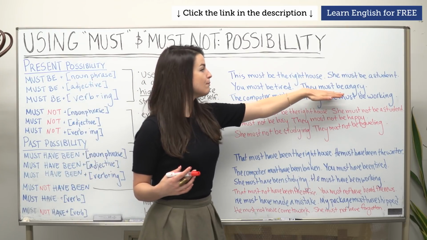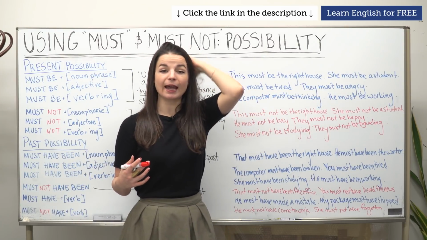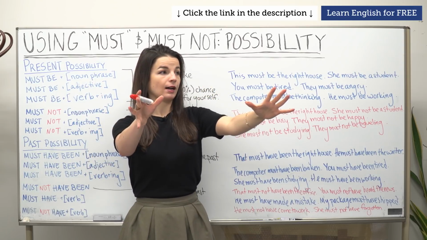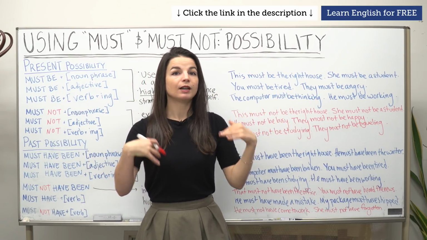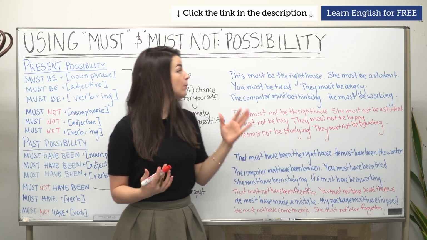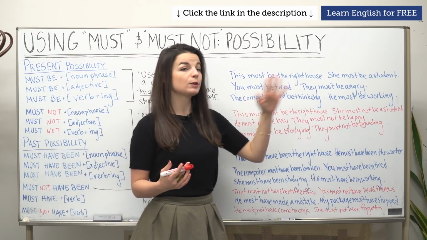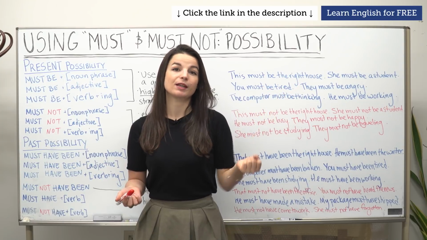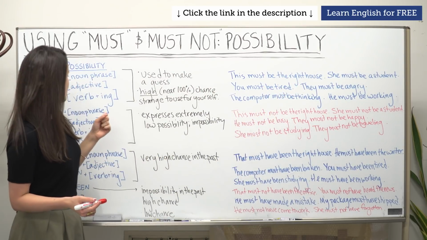Another one, they must be angry. So again, looking at a group of people or a couple of people, based on the appearance, based on the situation, you guess there's probably a high chance those people are angry. They must be angry. All right, one more pattern.